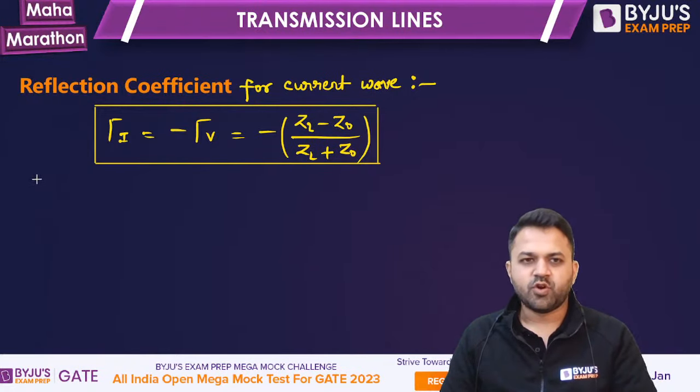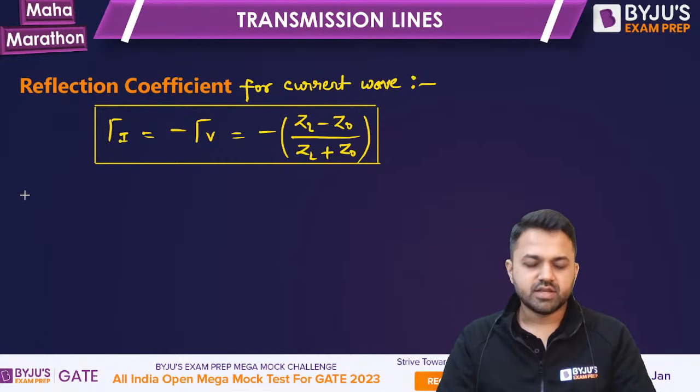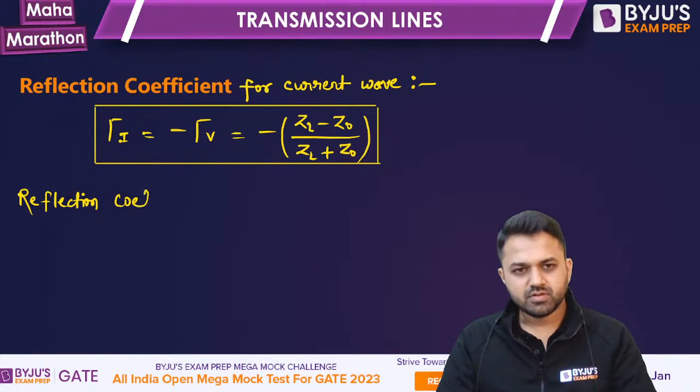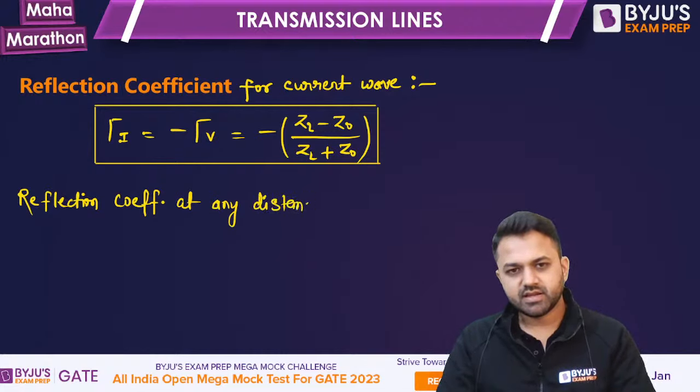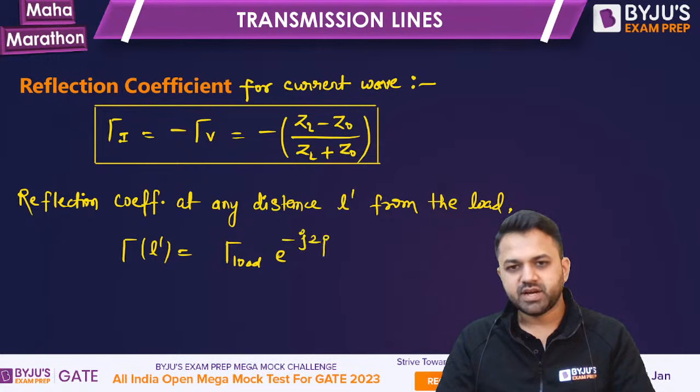Now, suppose you want to calculate the reflection coefficient at any distance L dash from the load. That is, gamma at any distance L dash is nothing but gamma at load times e to the power minus j 2 beta L dash, for a lossless transmission line.